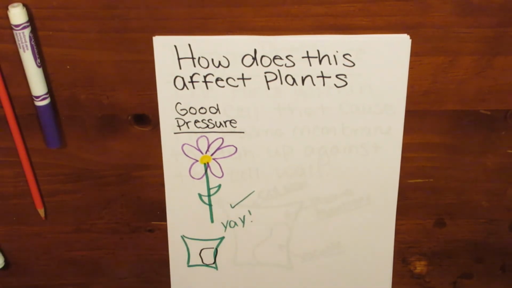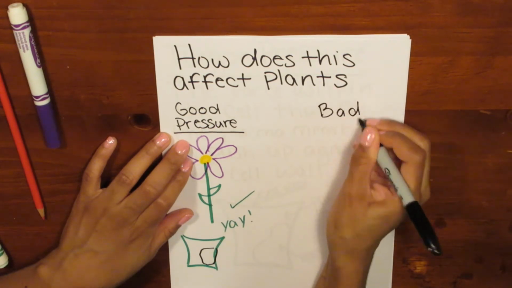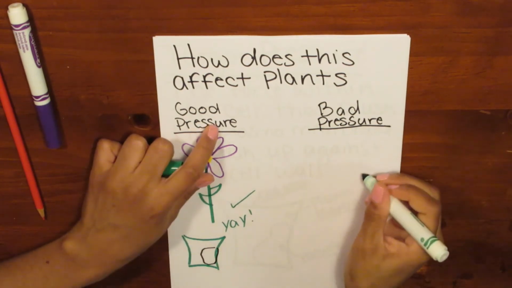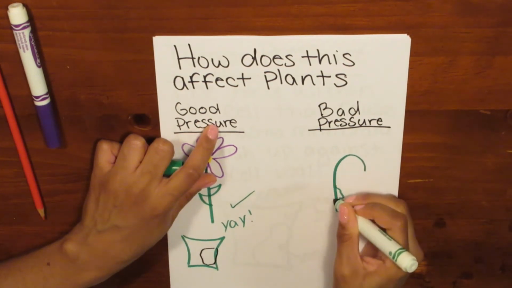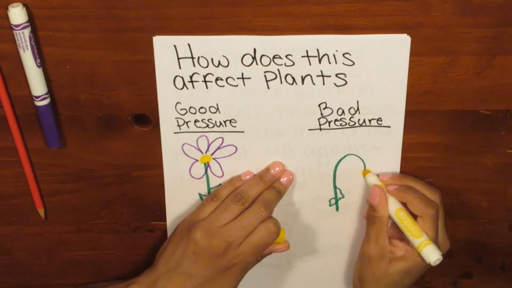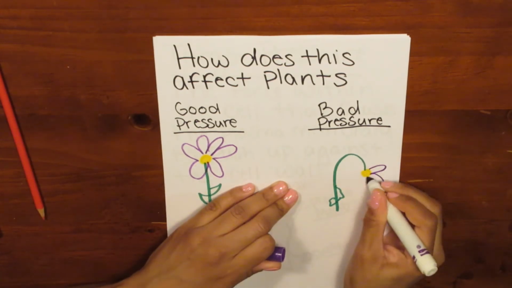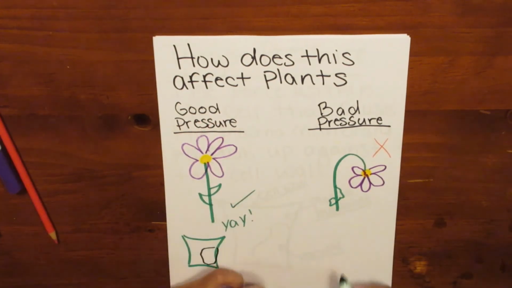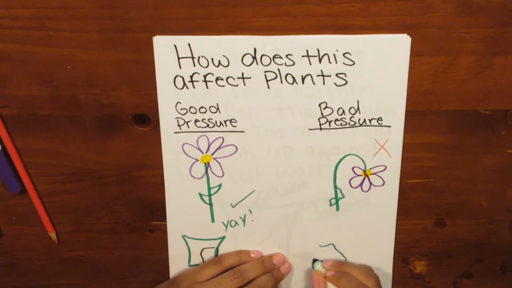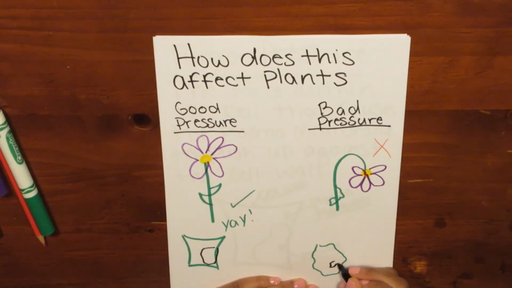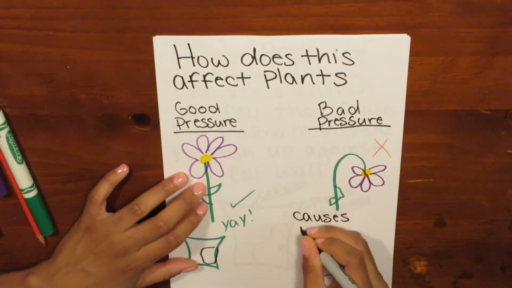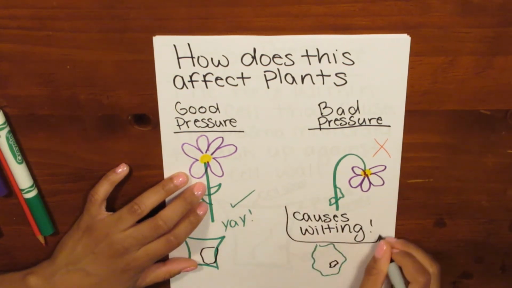Let's look at what a flower is going to look like when it has bad Turgor pressure. So, wait a second. It's drooping down. Our flower looks sad. What's happening to this flower? Why is this flower bad? What is the cell going to look like? So you see me drawing the cell. It doesn't have any structure. So therefore the plant can't have any structure. So this causes the plant to wilt. Bad Turgor pressure causes wilting in flowers.